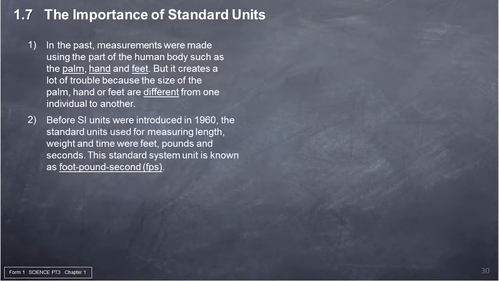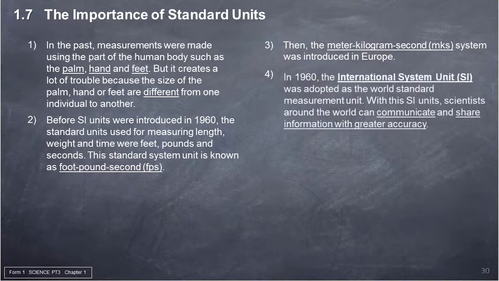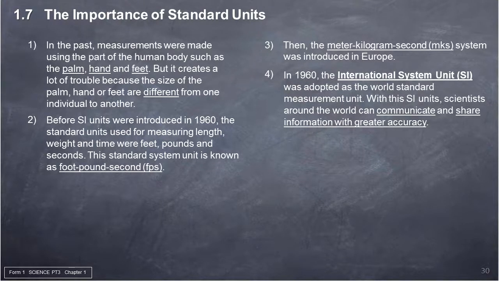2. Before SI units were introduced in 1960, the standard units used for measuring length, weight, and time were feet, pounds, and seconds. This standard unit system is known as foot-pound-second, FPS. 3. Then, the meter-kilogram-second, MKS, system was introduced in Europe. 4. In 1960, the International System of Units, SI, was adopted as the world standard measurement unit. With SI units, scientists around the world can communicate and share information with greater accuracy.